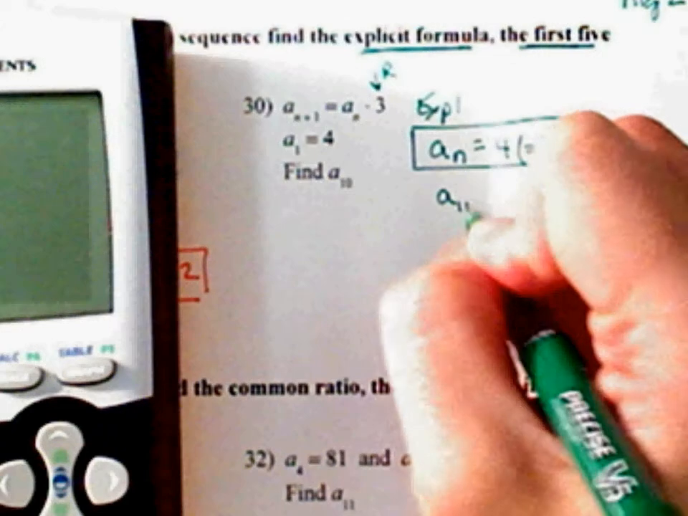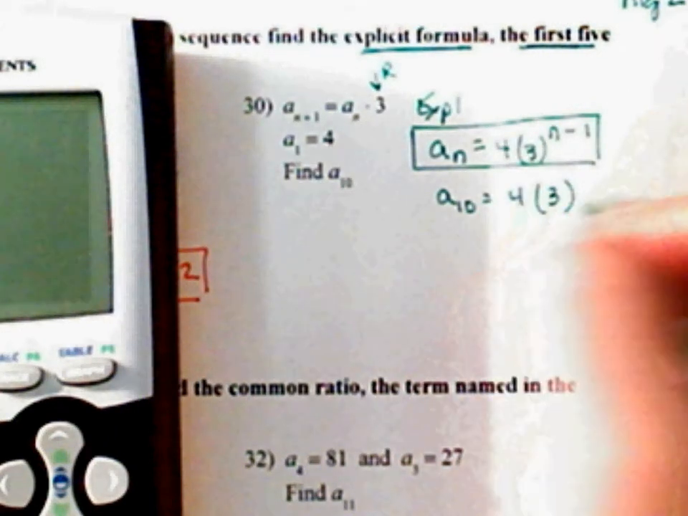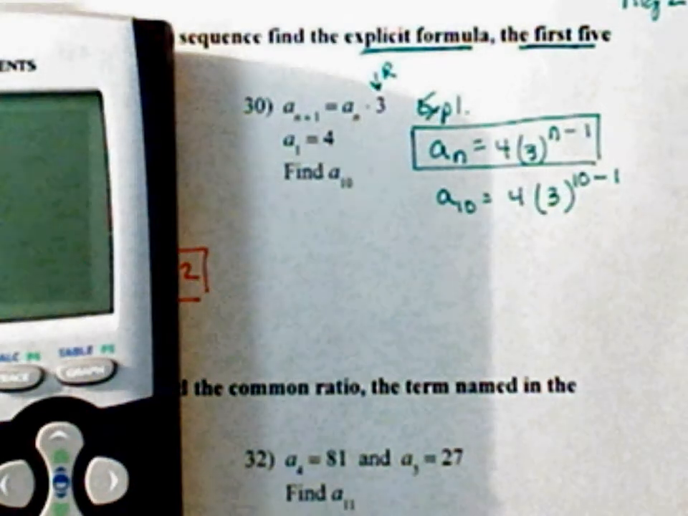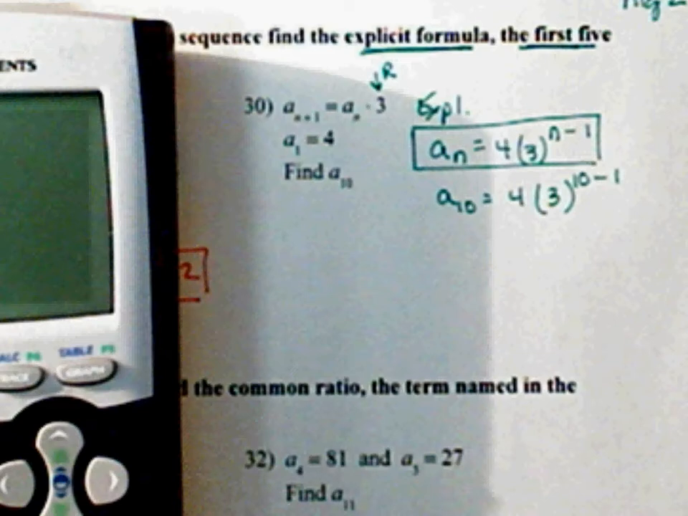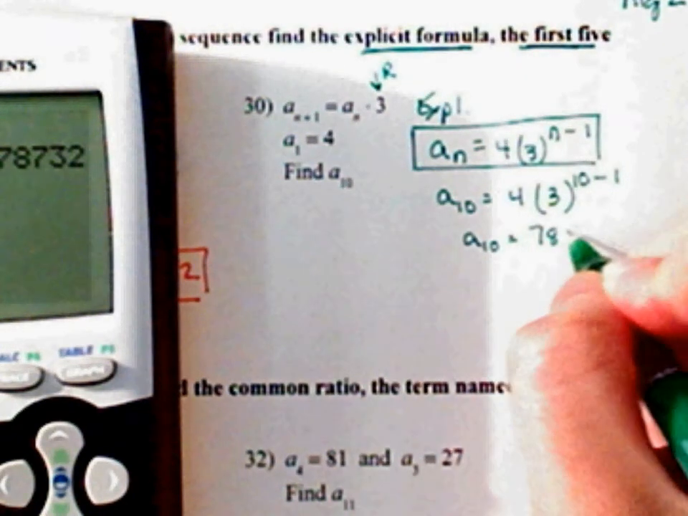Now it says, hey, go find me my 10th term, starting at 4. 4 times 3 raised to the 10 minus 1, okay? So 4 parentheses, 3, or you can do times, it doesn't matter, raised to the 9th. And the 10th term is going to be 78,732.